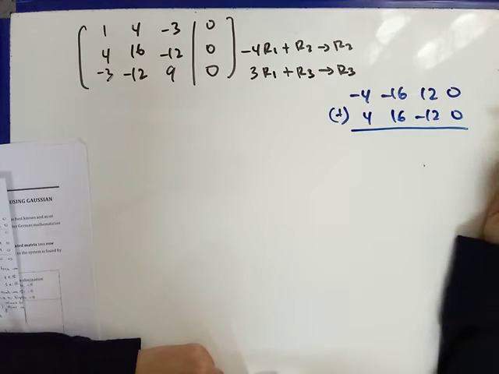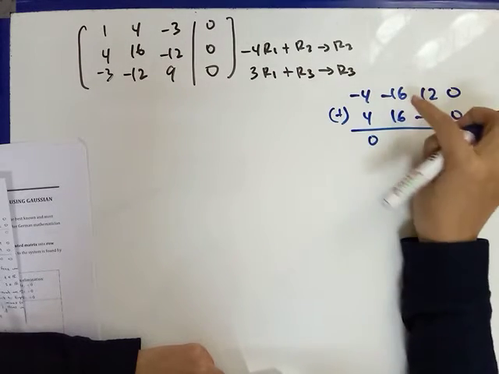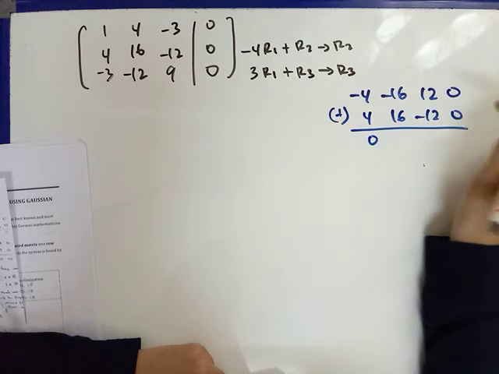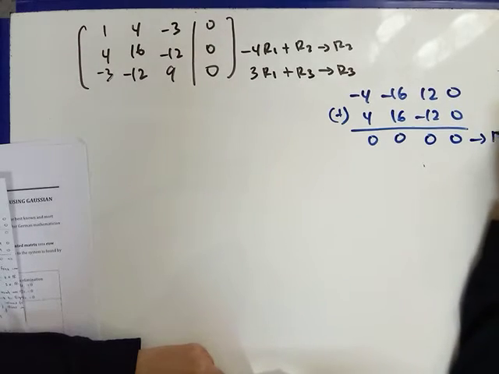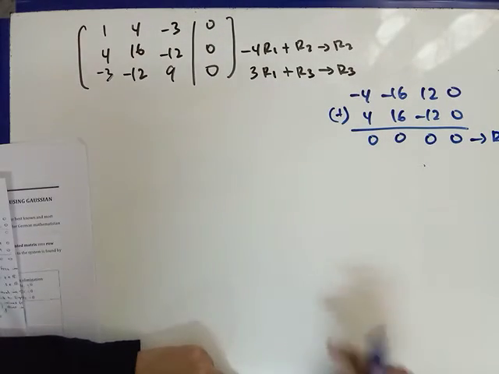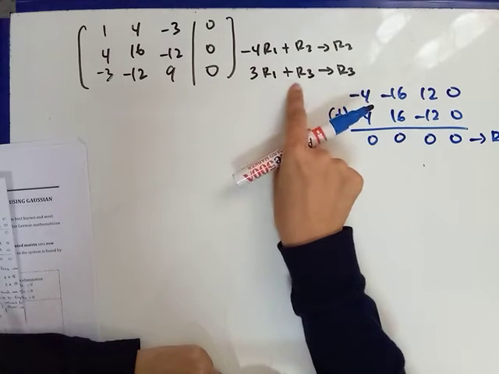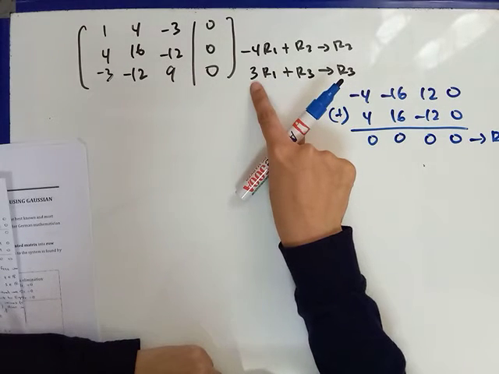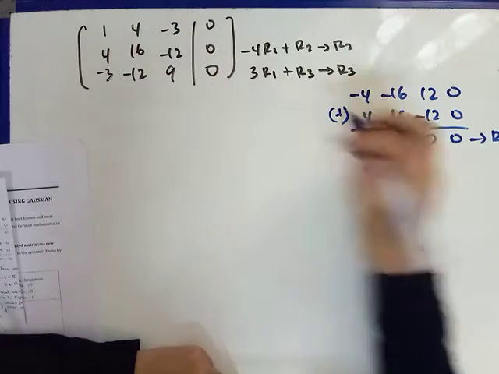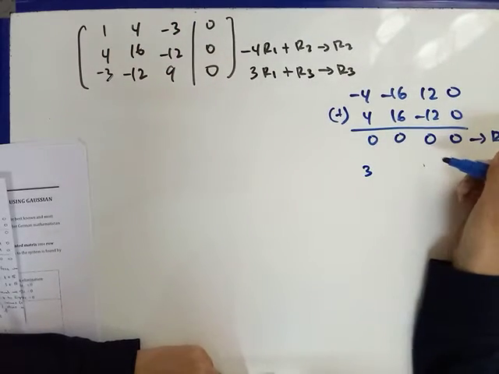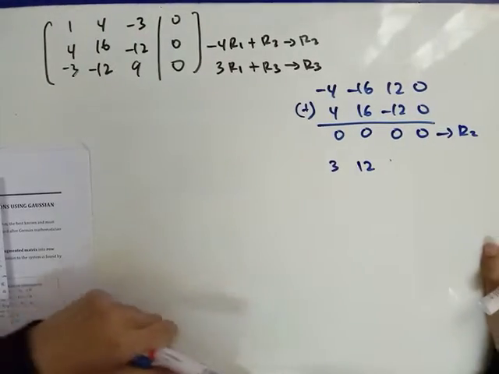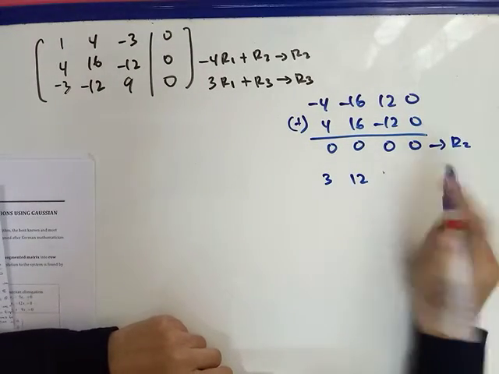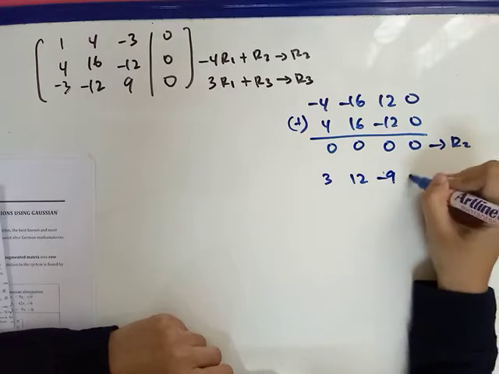Then we need to solve. Negative 4 plus 4 we get 0. Negative 16 plus 16 we get 0. 12 minus 12 we get 0. And this is 0. So this equals the new row 2. And then the second operation: row 1 we need to multiply with 3. 3 times 1 we get 3. 3 times 4 we get 12. 3 times negative 3 we get, you see? So 3 times negative 3 we get negative 9. 3 times 0 we get 0.